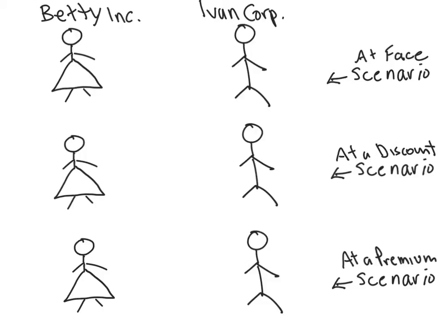And so they're going to be either having a scenario where the face and the market rate is the same. So you're going to be issuing at face. That's this scenario. A independent and different scenario would be issuing at a discount, which will be this one, and then finally the premium. So you're going to be talking about three independent scenarios.